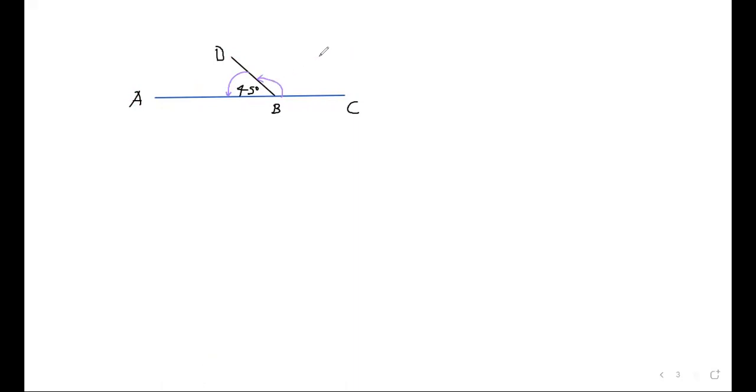This angle here is angle T. Angle DBC is T, or CBD is T. So we have to look for the value of that unknown. Angle T plus 45 degrees must give us 180 degrees. And the reason is that it is a straight angle.